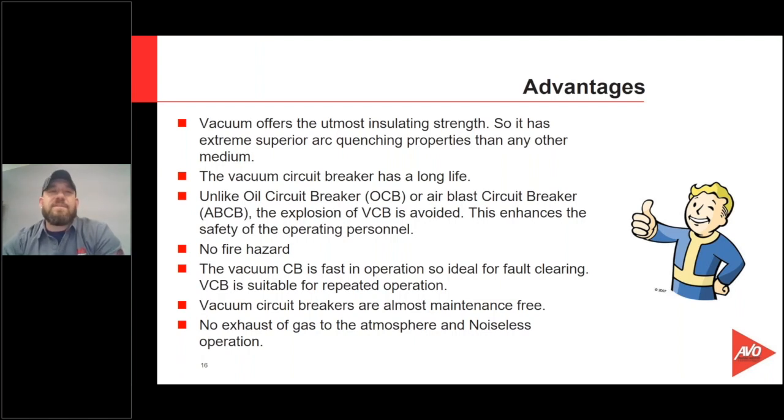A vacuum offers the utmost insulating strength, so it has extremely superior arc quenching properties compared to any other medium. All we have to worry about is the lack of air internally with this bottle, and that's it. When it comes to arc quenching, that's ultimately the goal at the end of the day. We want to be able to open that breaker, or that piece of equipment, that interrupter, without any type of damage. But when the vacuum goes, it's gone. The vacuum circuit breaker has a long life. These vacuum bottles tend to last around 20 to 30 years.